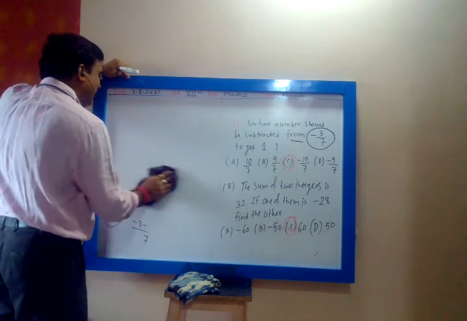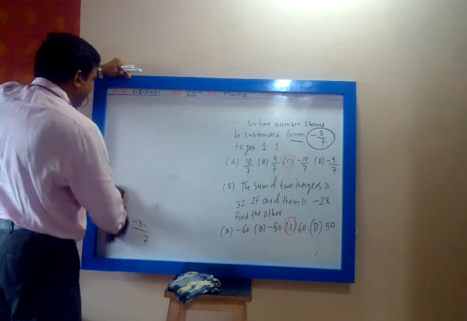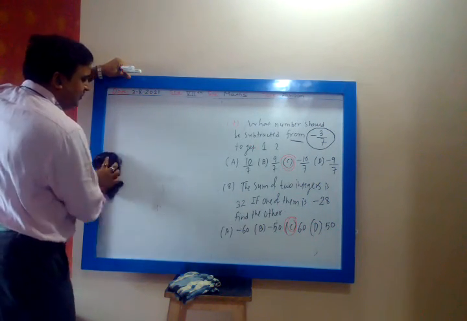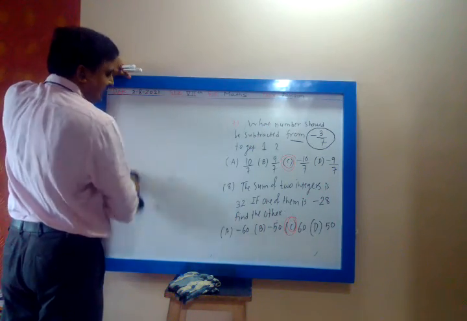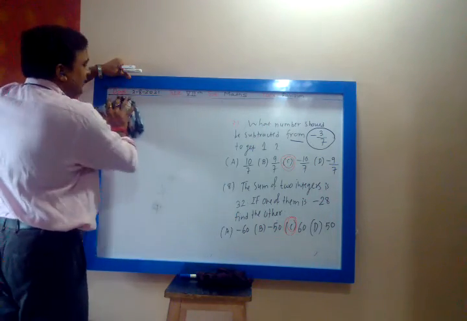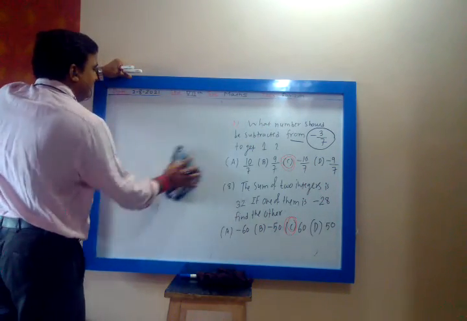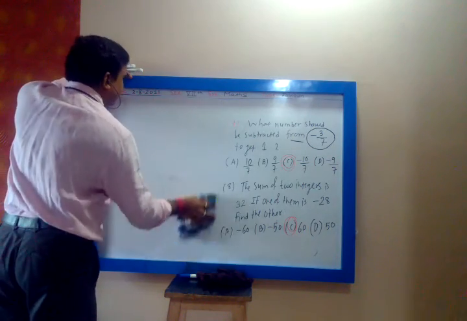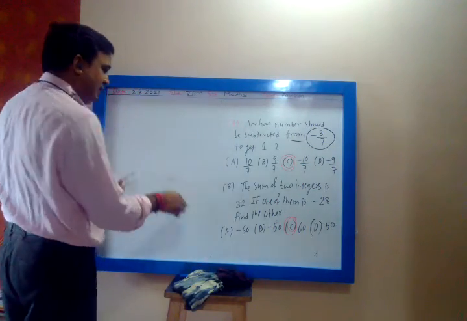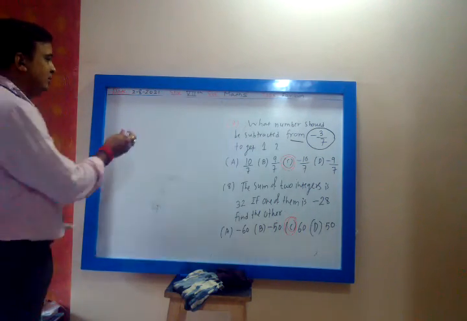Before locking the answer in the examination, you also verify, my dear. What I am doing here is locking and then verifying. But in the examination, you verify before clicking the correct answer. Okay. So verify twice. Now, the sum of two integers is 32.